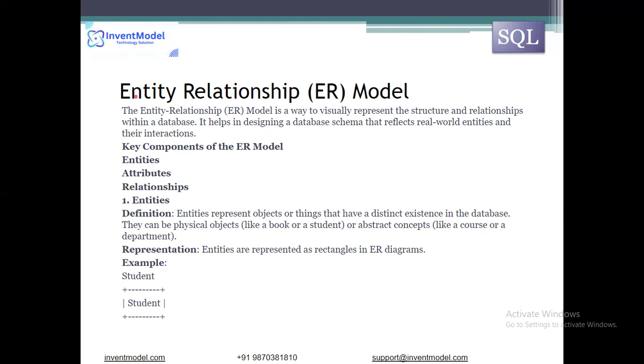So the ER model basically depends on three components: entity, attribute, and relationship. Entity is nothing but, like, student name, college name, or something else. Entities represent objects or things that have distinct existence in the database. They can be physical objects like a book or student, or abstract concepts. Representation: entities are represented in rectangles.